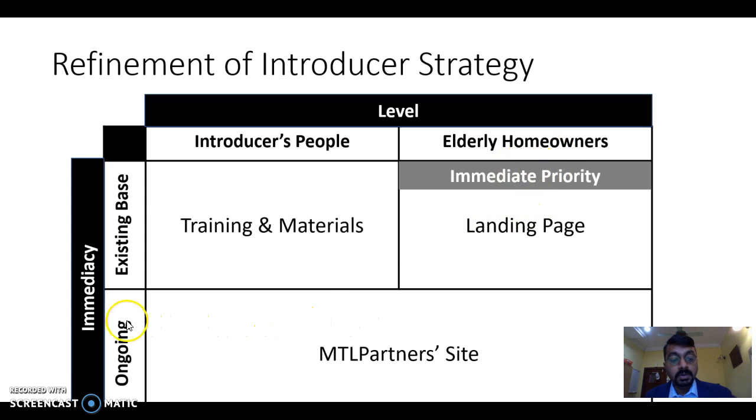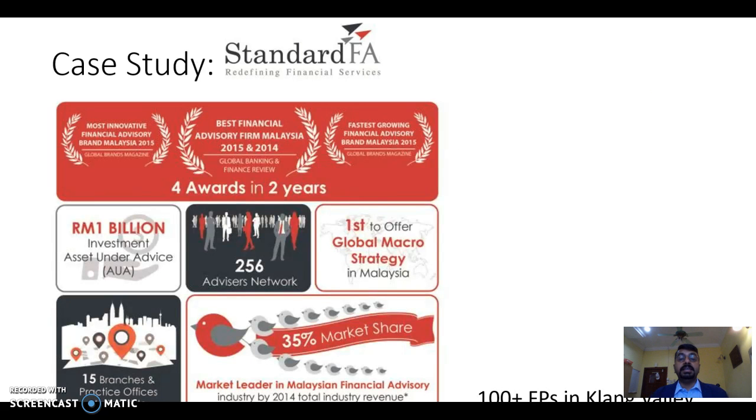And lastly, ongoing: introducers and elderly homeowners together, they will all use our More to Life Partners site. That will have information about the product, about the process of introduction, as well as the rewards and introducer form as well. So let's take a case study.